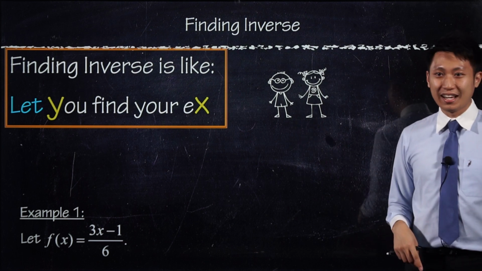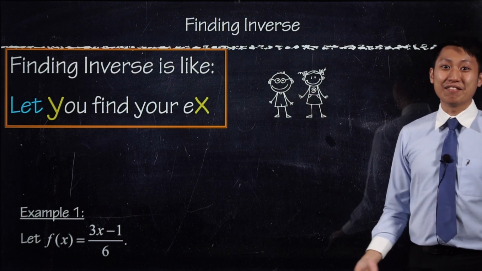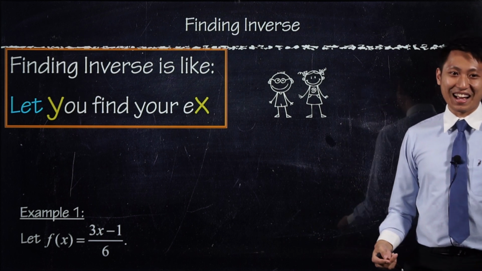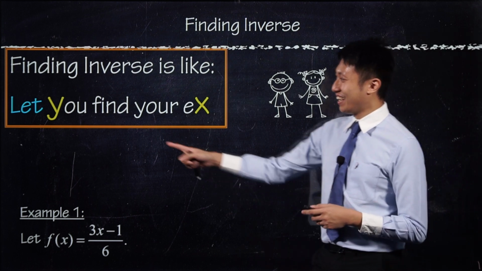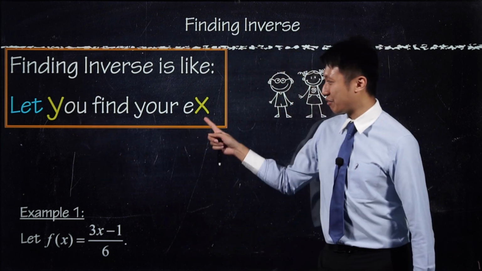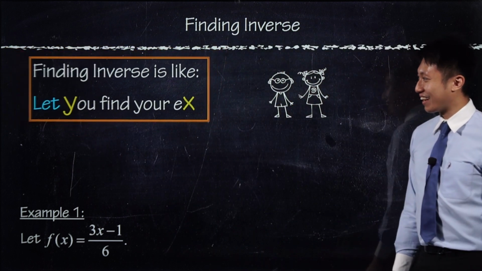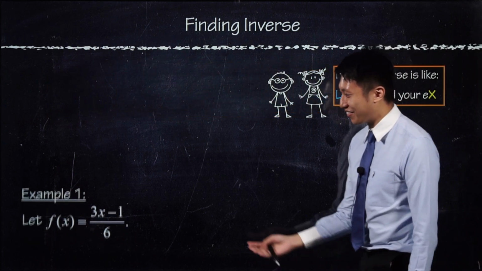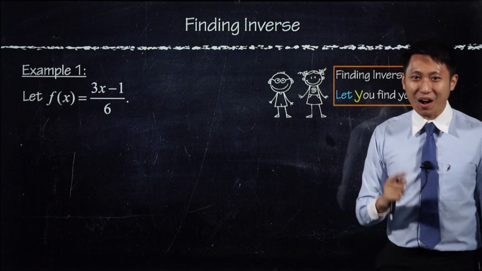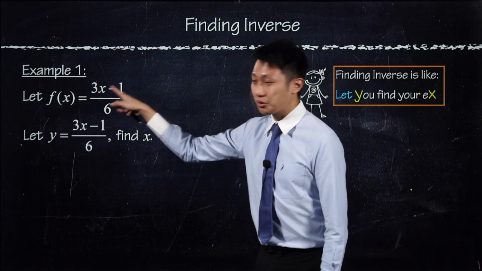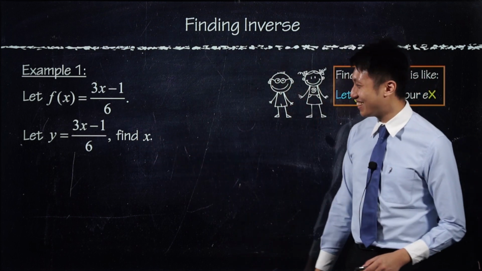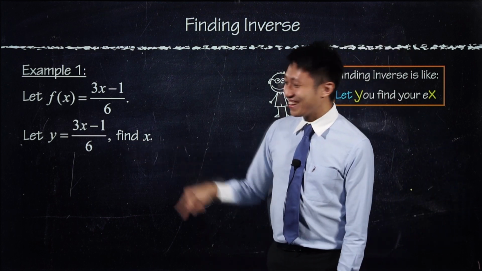So how do you find the inverse? Inverse means go back in time. Go back in time means finding your x, meaning that you let y equal to this expression and you have to find x. I put it on one side here and move it up here. Then I let y equal to this one, then I find my x.